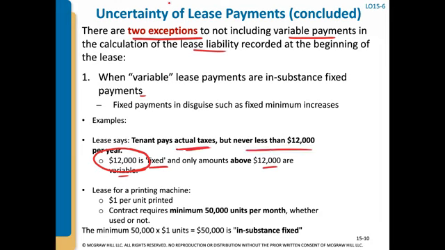Another example is, let's just say we're leasing a printing machine, and it's $1 per unit printed. That's how much the lease costs. However, the contract says you have a minimum of 50,000 units per month, which would be $50,000. So the $50,000 is in substance fixed. We know we will pay that amount no matter what. So that's really more like a fixed amount.